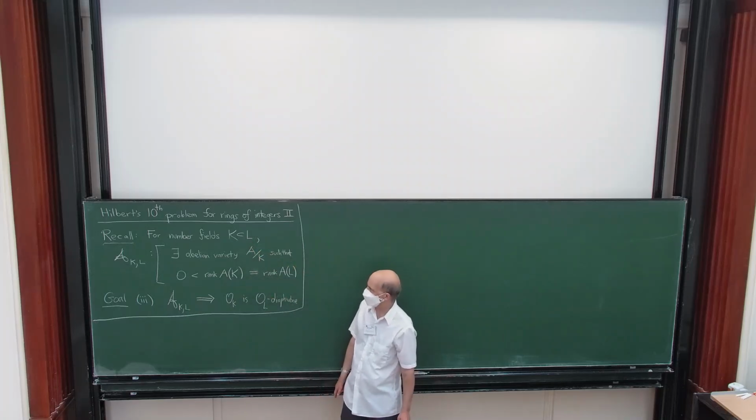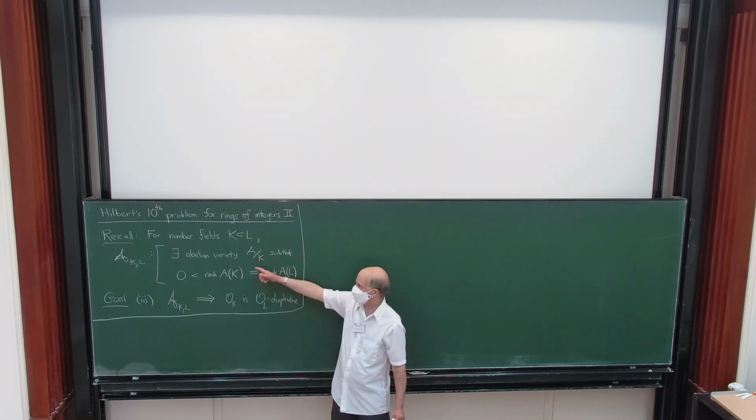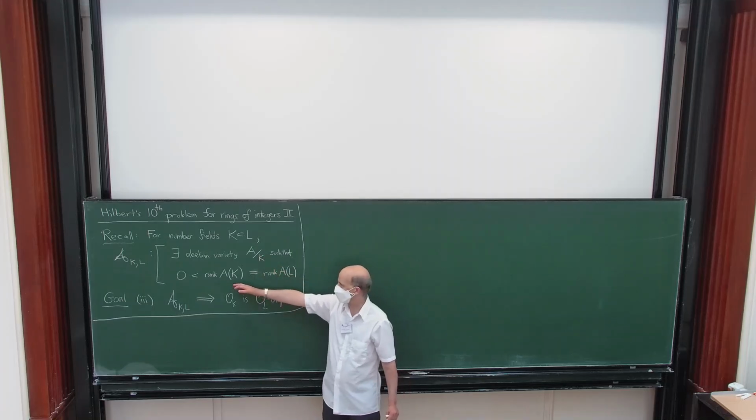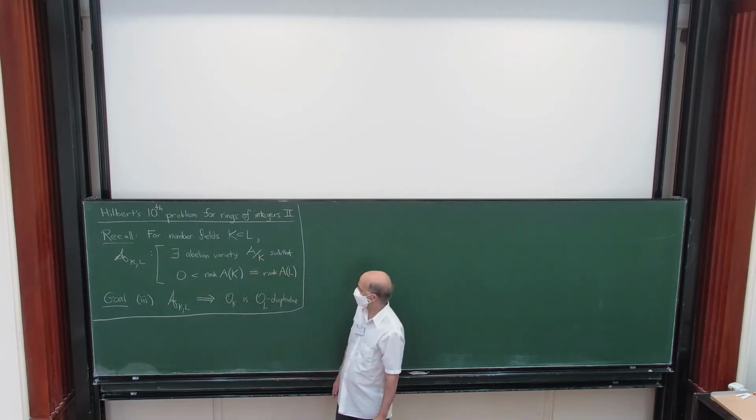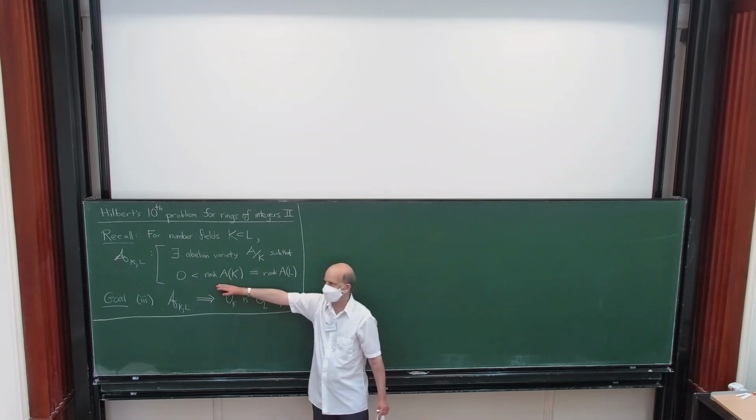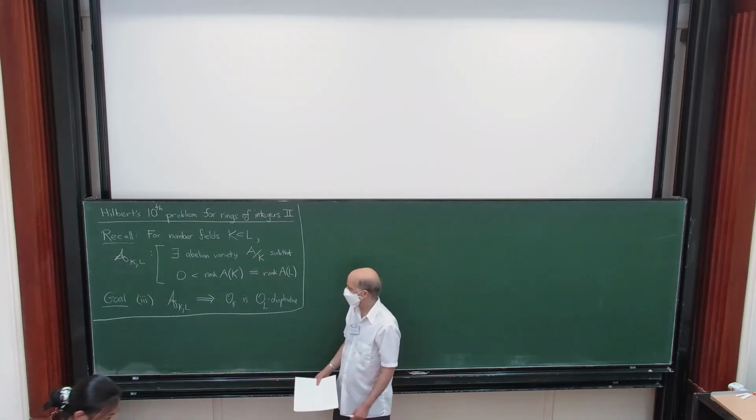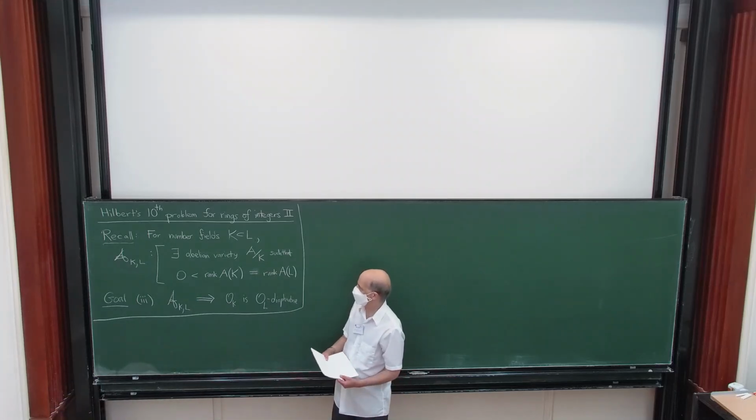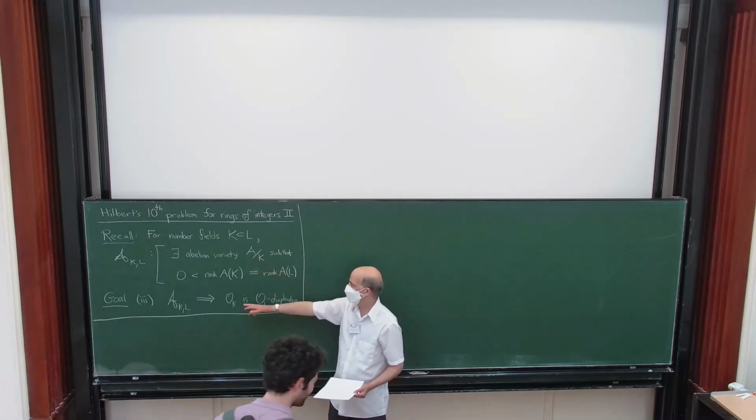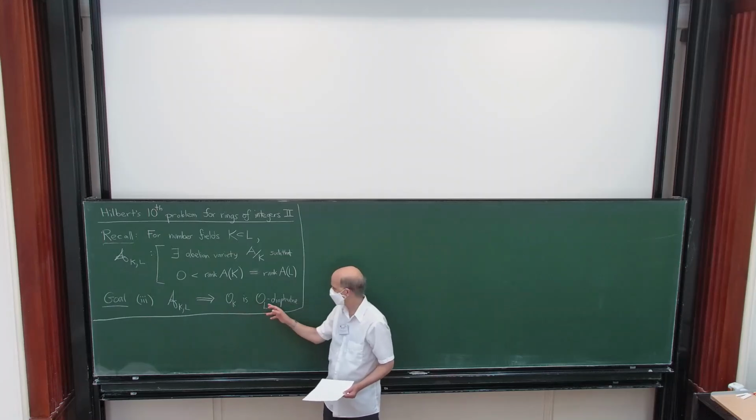The condition is that there should be some abelian variety defined over the smaller field that has positive rank over that field and keeps the same rank over the larger field. And so today I want to explain how you can use such an abelian variety to prove that O_K is Diophantine in O_L.